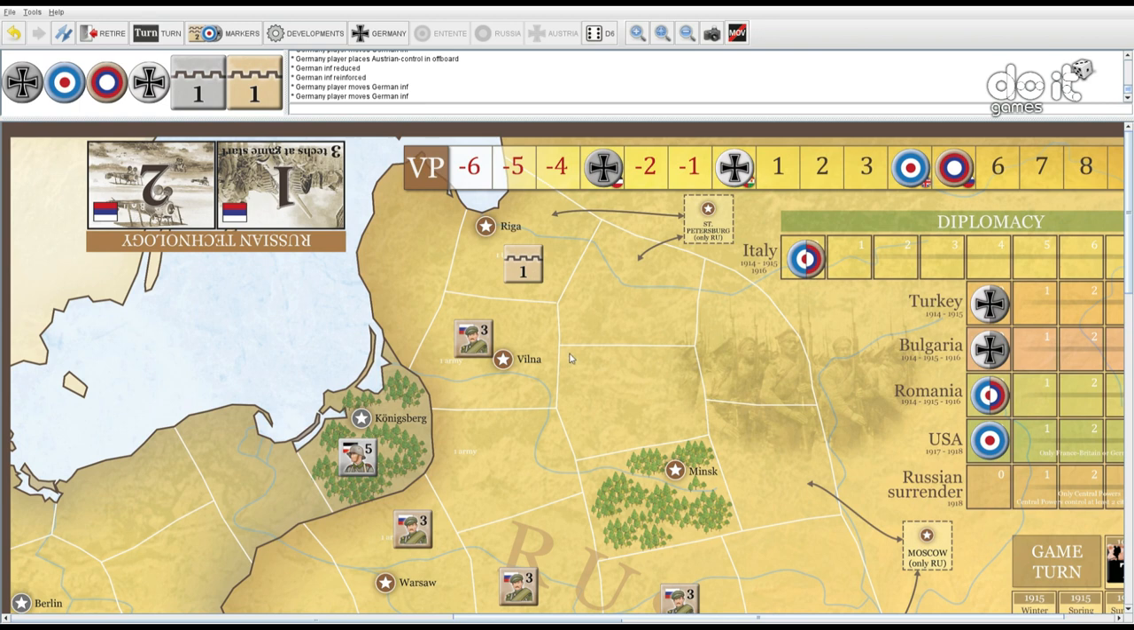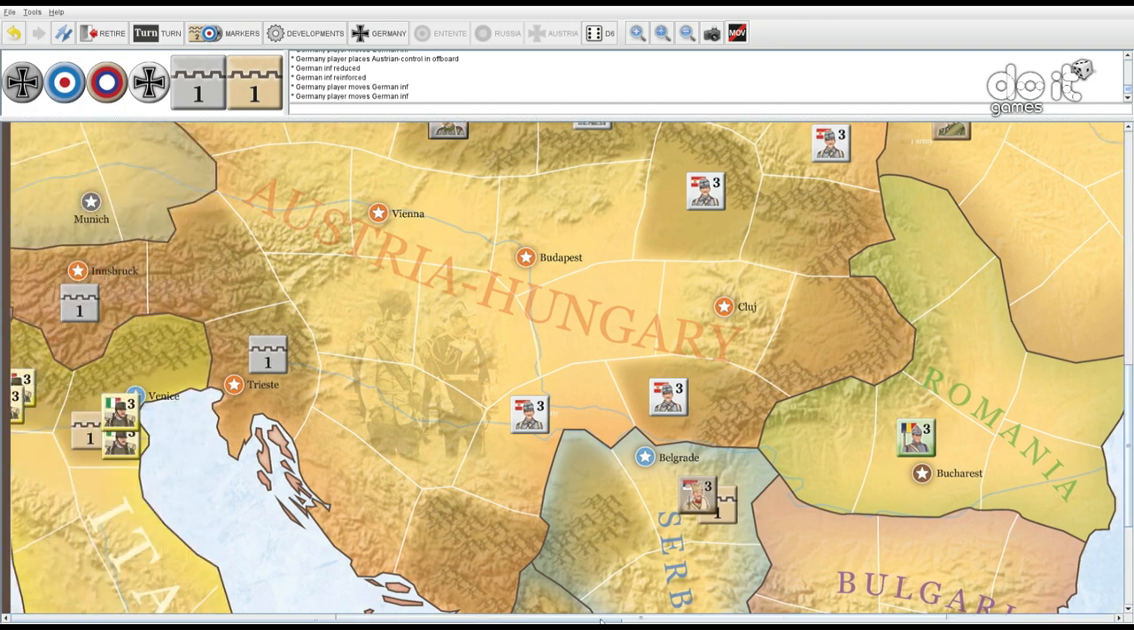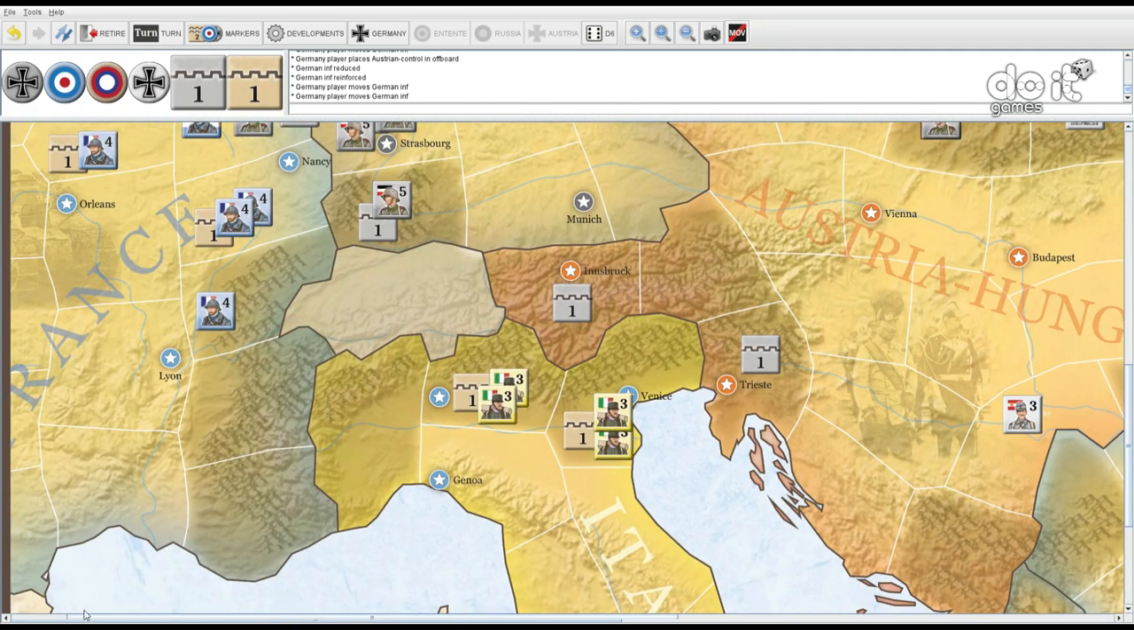At the end of the game, obviously, we will see the victory points, and the power with more victory points is the winner. And I think that's almost all the rules of this game.